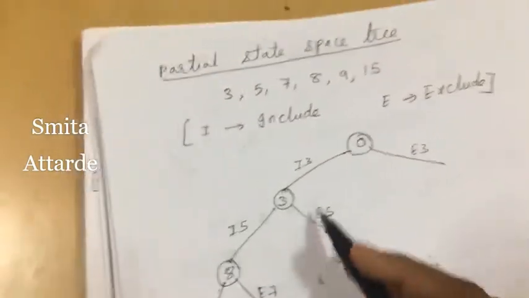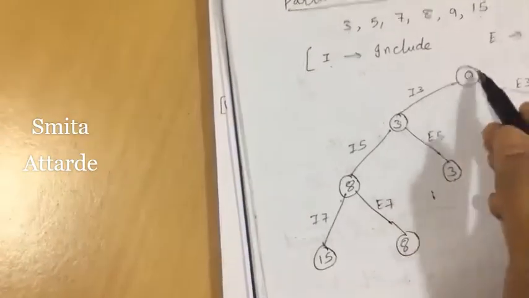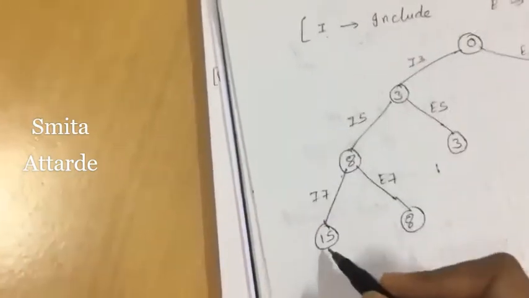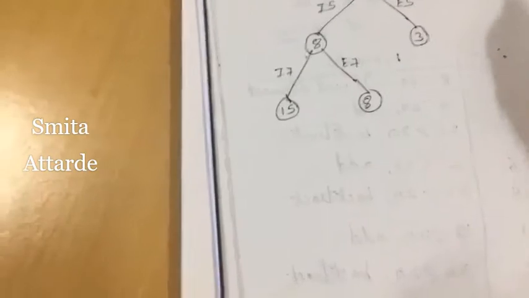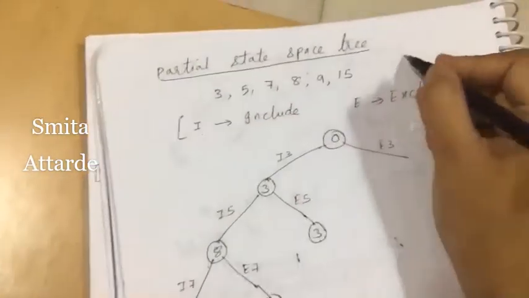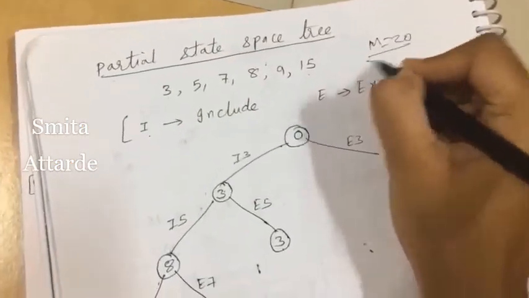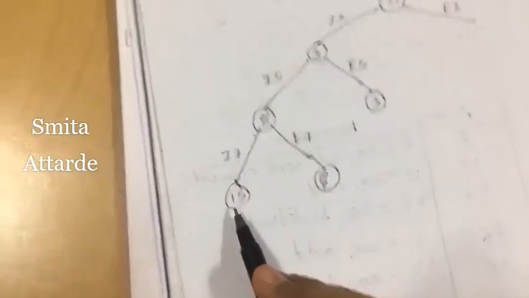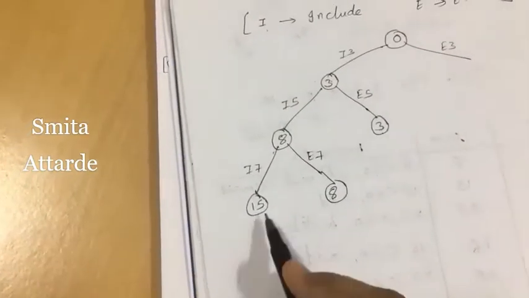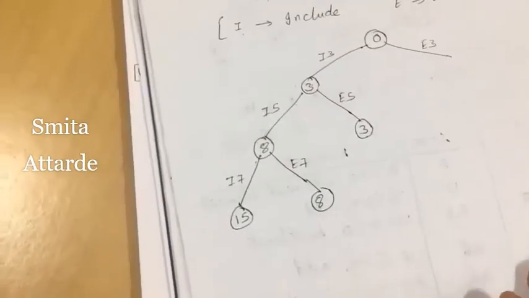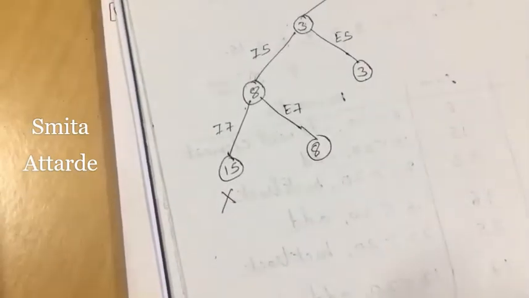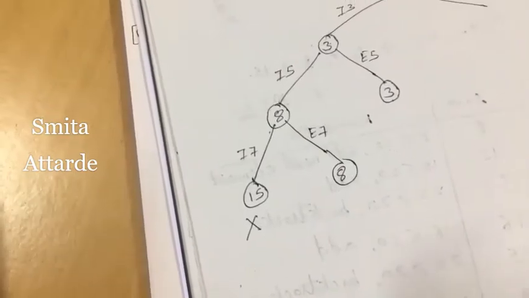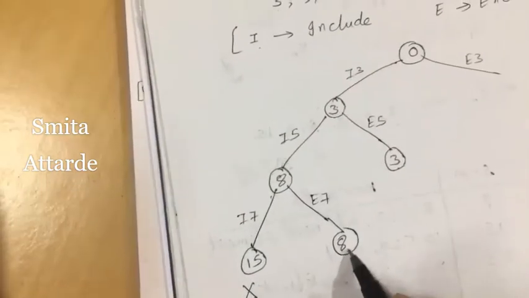So go on solving this way. 3, 5, 7, the next element is 8, but we have to find the sum 20. We require m equals 20. So you know that after 7 the next choice is 8, which is going to give me greater than 20. So we'll stop here because this is not going to give us the solution.